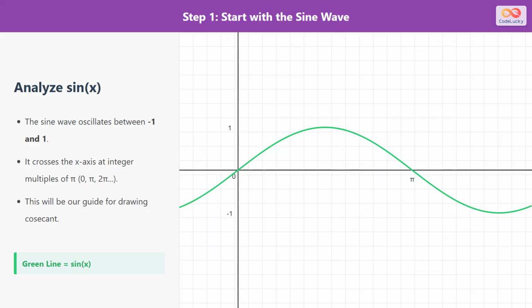To graph cosecant easily, we always start by looking at the sine graph. Here you see the standard sine wave in green. It flows smoothly up to 1, down through 0, to -1, and back to 0. We will use this green line as a guide or a skeleton for our new graph.